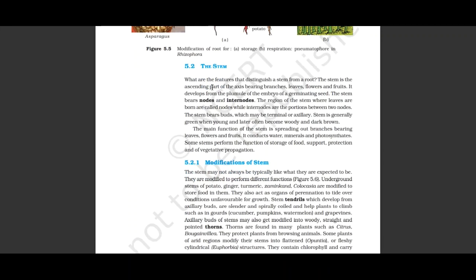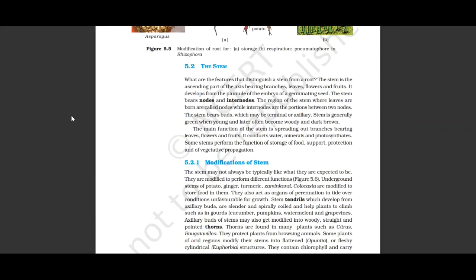The stem. What are the features that distinguish a stem from a root? The stem is the ascending part of the axis bearing branches, leaves, flowers and fruit. It develops from the plumule of the embryo of a germinating seed. The stem bears nodes and internodes. The region of the stem where leaves are borne is called the node, while the internodes are the portions between the nodes. The stem bears buds which may be terminal or axillary.